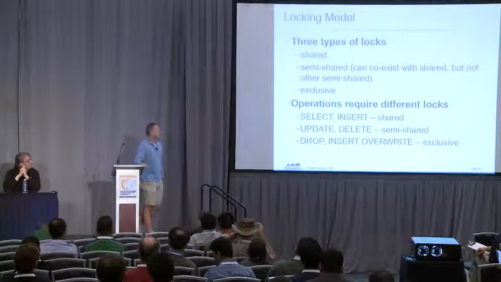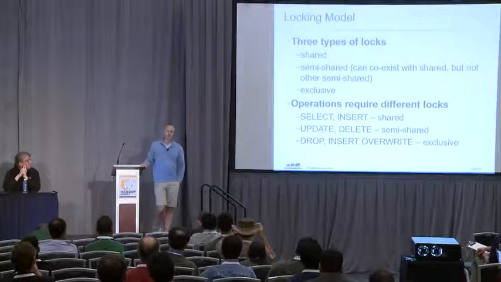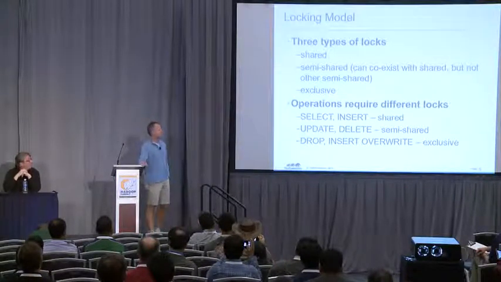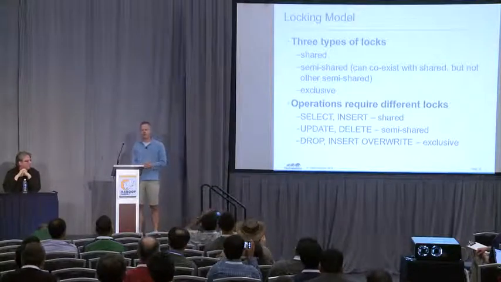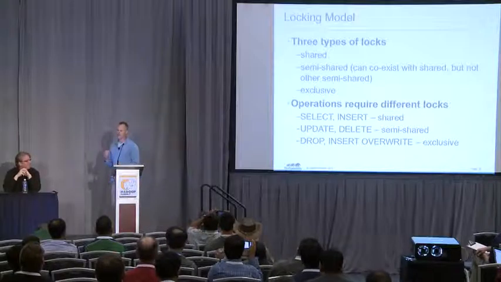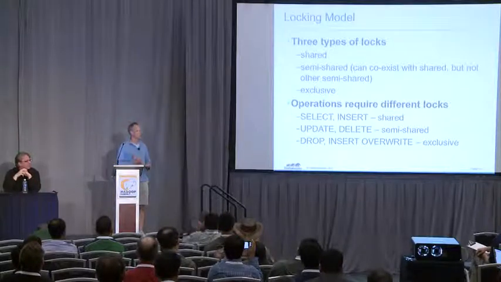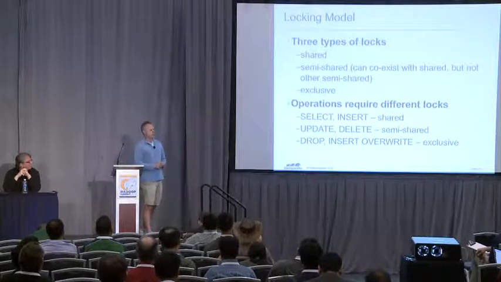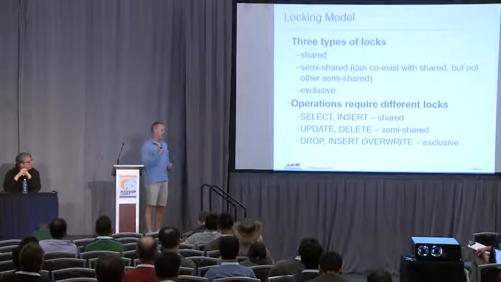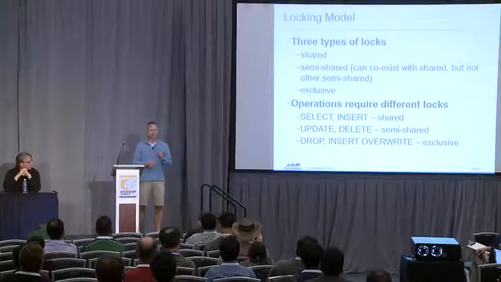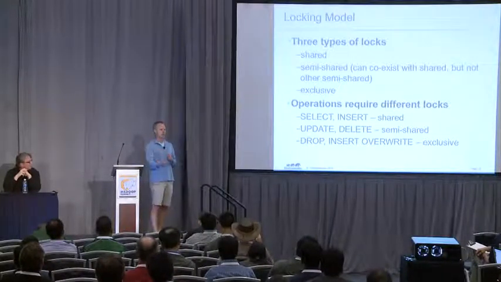This was a fun lock manager to write, actually, because I've never had a three-way locking system before. This is kind of unique. Generally, in most lock systems I've worked on, you end up with shared and exclusive locks. But it turns out we actually need three types: shared, what I call semi-shared, and exclusive. A semi-shared lock can share with any shared lock, but it can't share with a semi-shared. So you can have at most one semi-shared lock, but still have any number of shared locks.